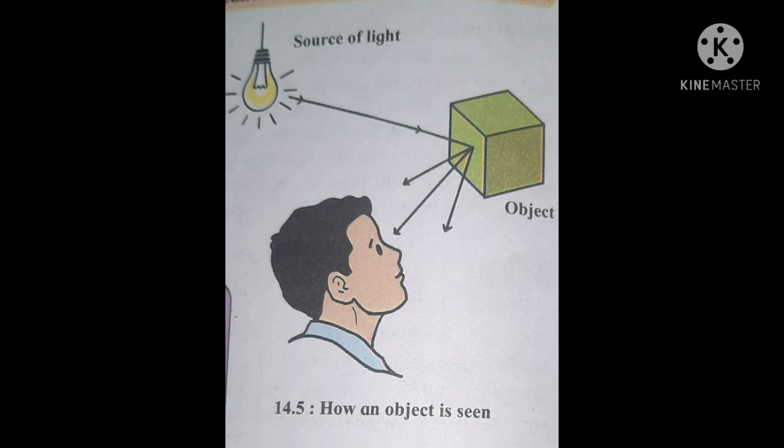Here, first, the source of light: see here, the bulb is the source of light, then the object, and there is the picture of eyes. Light rays start from the source of light and reach the object, and after that the rays are reflected to our eyes. When the light rays from any source fall on a surface, they are thrown back. This is called the reflection of light. When the reflected rays from an object reach our eyes, we are able to see this object.